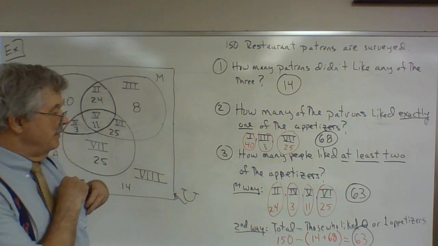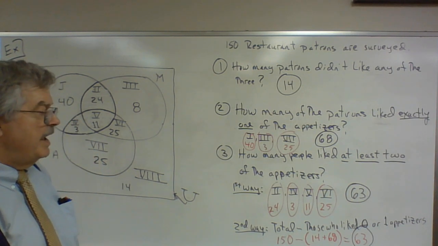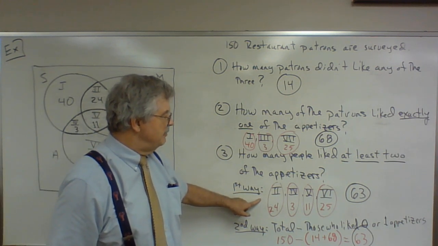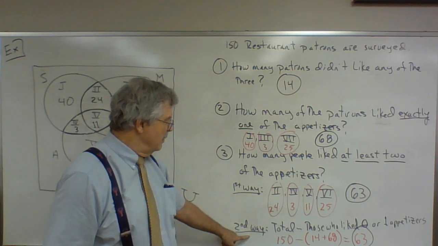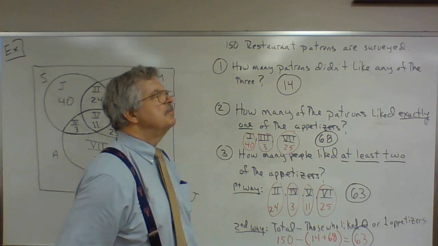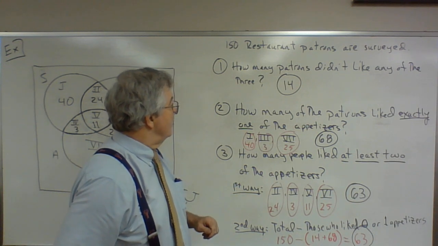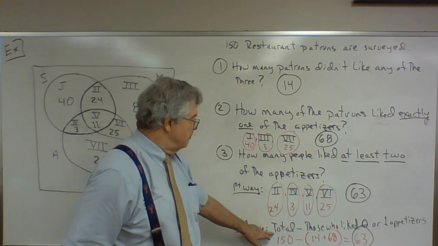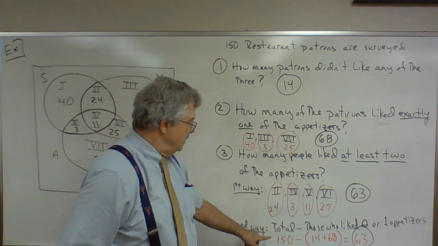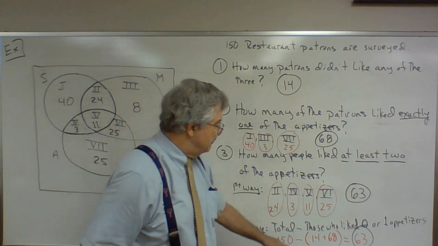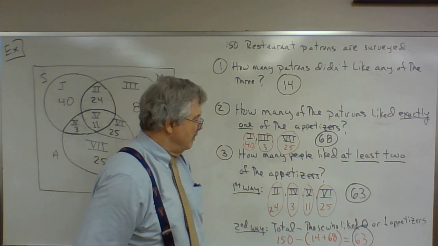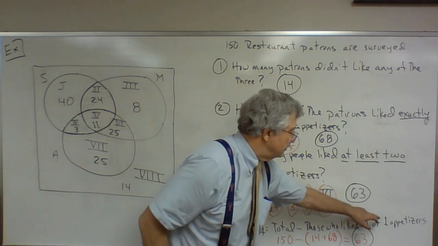So that's a nice point. If we know the total number of people, and we want to find the number who liked at least two, take the total number and subtract the ones who didn't like at least two. Those are the ones who liked none of them, or exactly one.